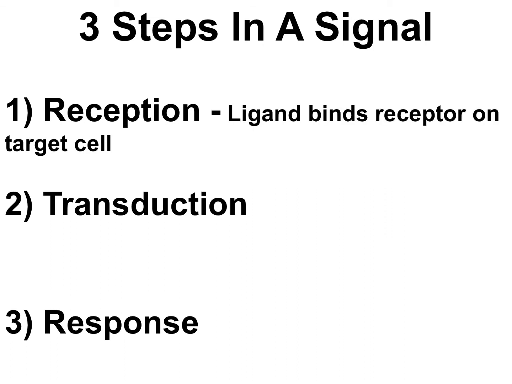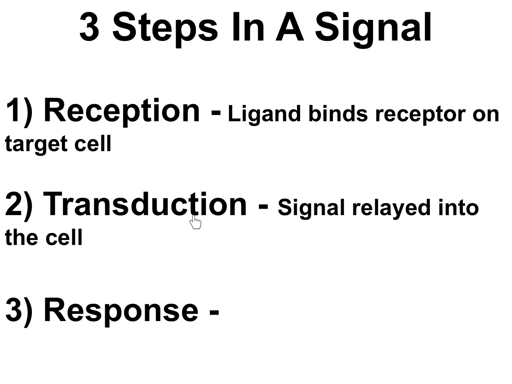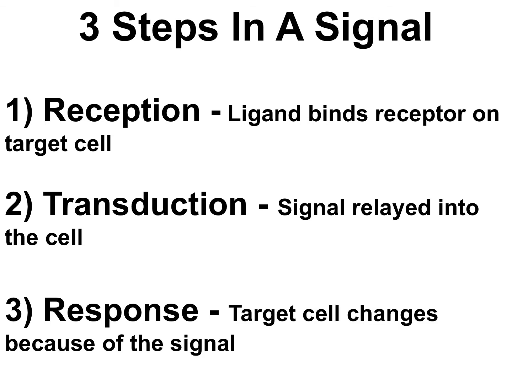So first is reception, and reception is simply when the ligand signaling molecule binds its receptor on the target cell, and usually ligand binding activates the receptor protein. Next is transduction, when the activated receptor transfers the signal from outside of the cell to inside of the cell. Now, typically, transduction involves helper molecules called relay molecules. Finally is the response, why the signaling happened in the first place. As a result of receiving the signal, the target cell responds by changing some activity. A response can be something like a change in the chemical reaction of a target cell or turning a gene on or off in a target cell.